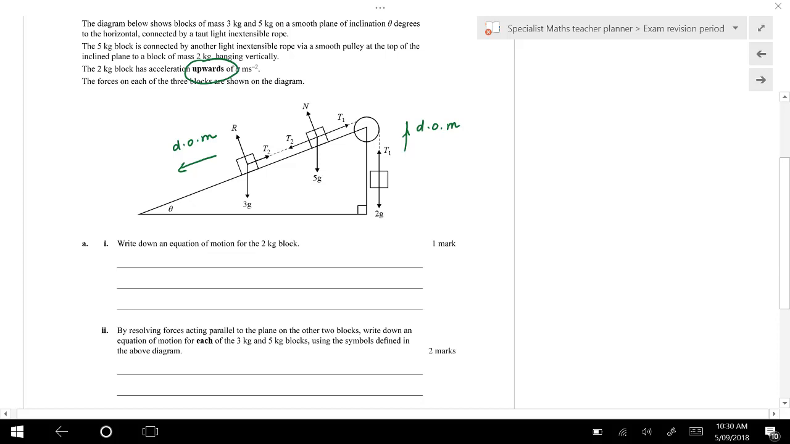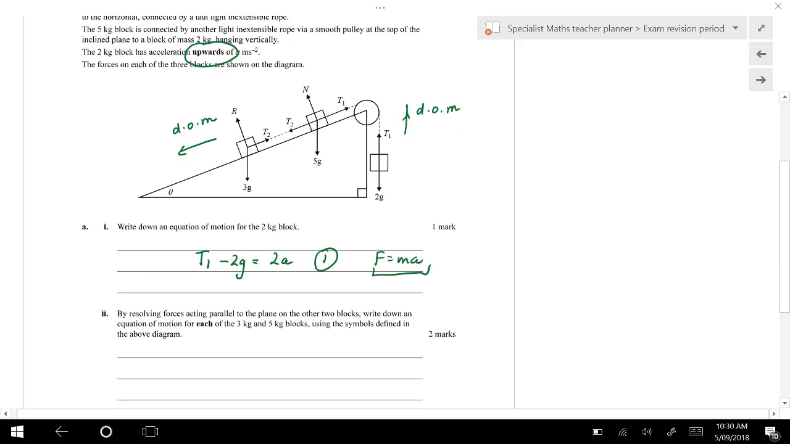Write the equation of the motion in the 2 kilogram block. Well, that means that T1 is positive because that's in the direction of motion. Minus 2G is equal to 2A. That is what we call an equation of motion. This is an equation of motion, Newton's second law, force equals ma. I want you to resolve all of the forces in terms of the acceleration. Do not solve it. Do not do anything.